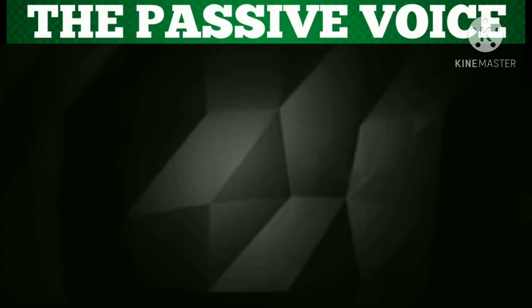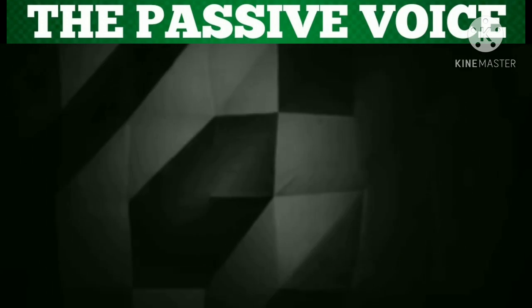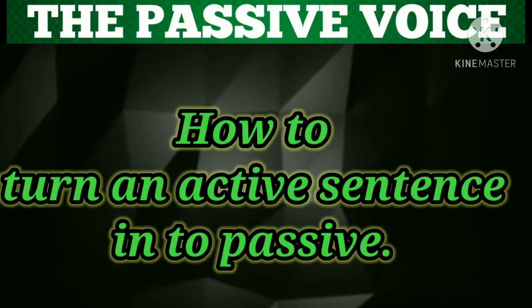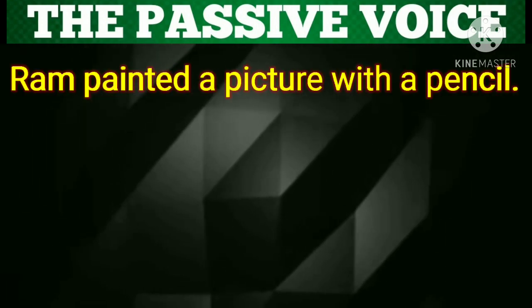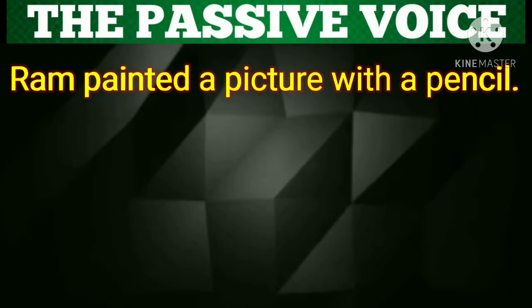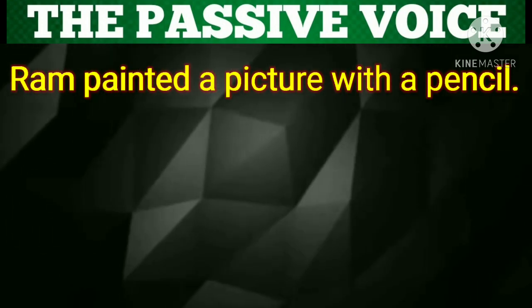Now come to the point. How can we turn the active sentence into passive? We can take an example. Ramesh painted a picture with a pencil.